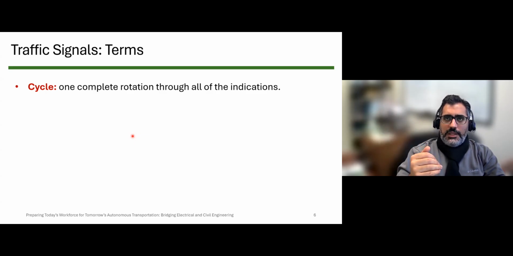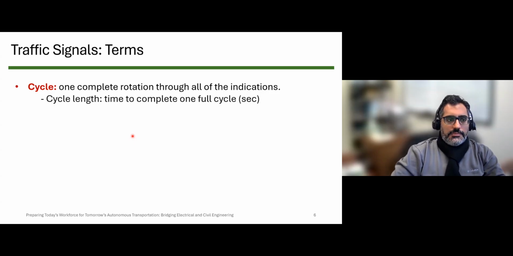So, for example, imagine you arrive at an intersection and the signal immediately turns to red. If I start my stopwatch and count the seconds until the next time that this same approach gets red, that would be one complete rotation, one cycle length. Time to complete one full cycle. We will learn in the lecture today how we can calculate an adequate cycle length.